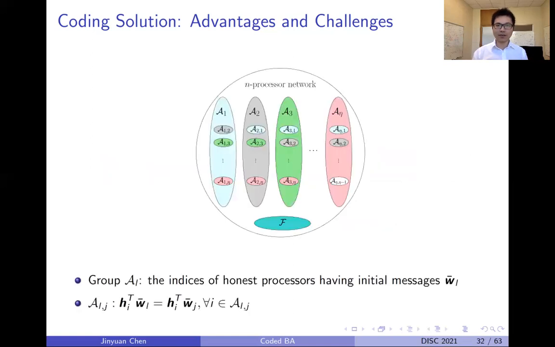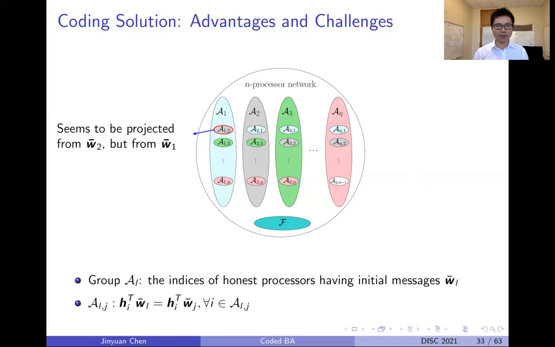To keep the number of illusions small, at first, we classify the n processors into different groups. The group A_l denotes the indexes of the honest processors having the initial message W_l. The subgroup A_lj is the subset of A_l such that the encoded symbols sent from this subgroup seem to be projected from the message W_j, but are actually projected from the message W_l.